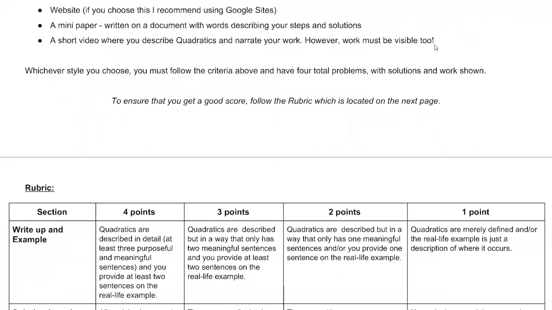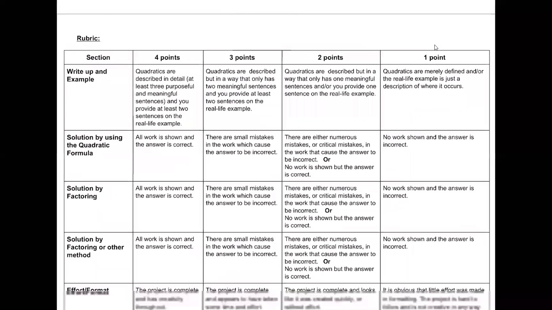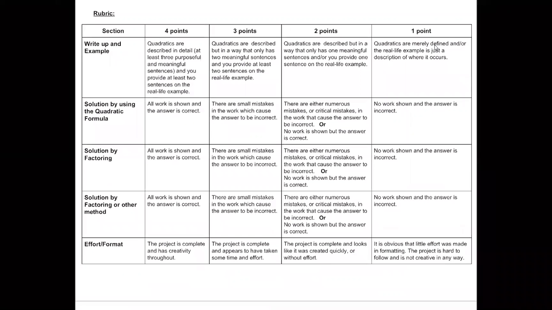To make it all quite simple in one place, here's the rubric. If you follow this rubric, you should know exactly what your score is going to be. You can see that it's on a scale from 1 point to 4 points. Technically, you could get a 0 if you don't even meet the 1 point criteria. But there are 5 rows, which means technically it's out of 20 points, which I'll adjust accordingly. 4 points is the highest you get in each category for the write-up. The solving with the quadratic formula, have to do 1 of that. Have to do at least 2 factoring, and then factoring or other method, and then how much effort and format you put into it, whether it looks professional, that is the 5th column.